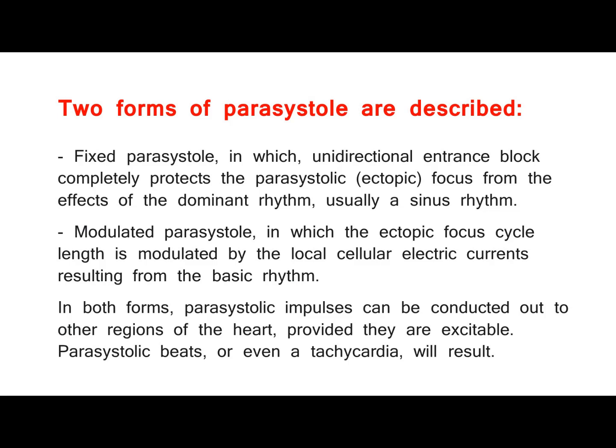Fixed parasystole, in which unidirectional entrance block completely protects the parasystolic, ectopic, focus from the effects of the dominant rhythm, usually a sinus rhythm. Modulated parasystole, in which the ectopic focus cycle length is modulated by the local cellular electric currents resulting from the basic rhythm. In both forms, parasystolic impulses can be conducted out to other regions of the heart, provided they are excitable. Parasystolic beats, or even a tachycardia, will result.